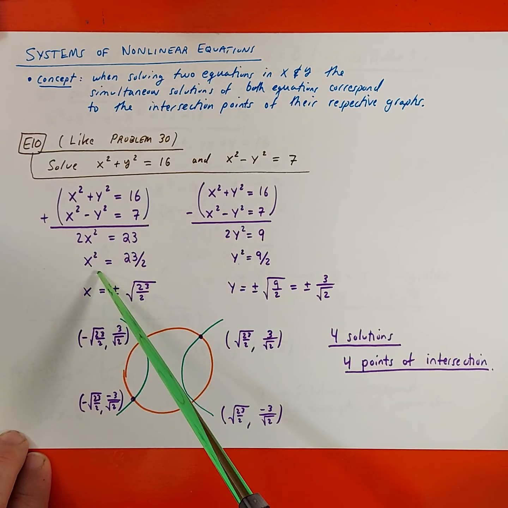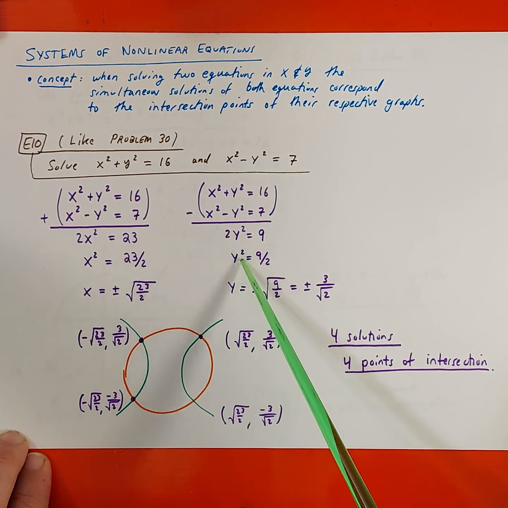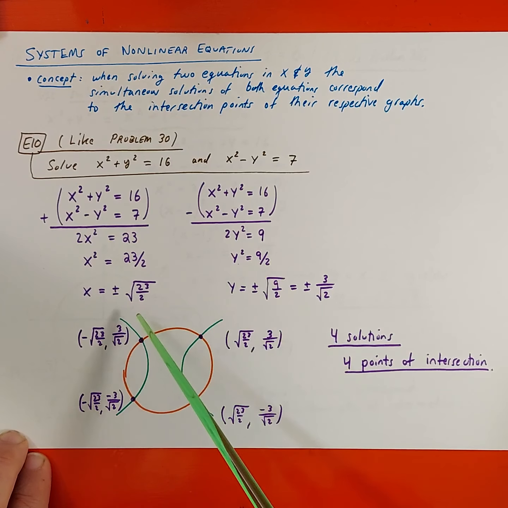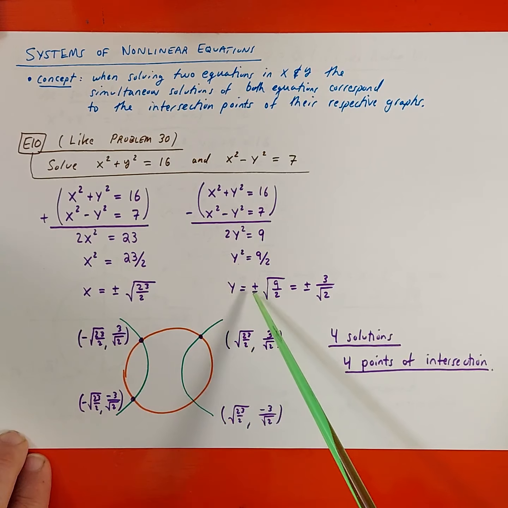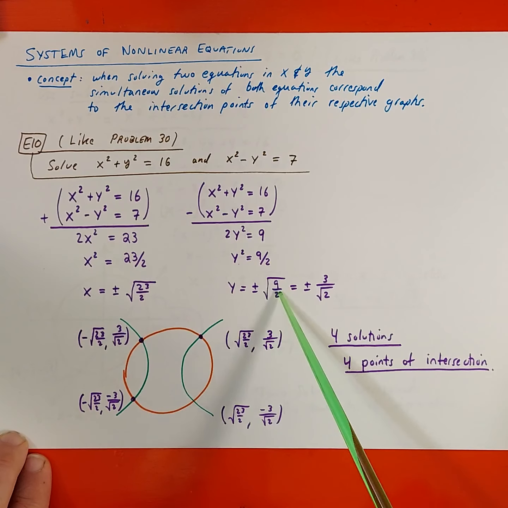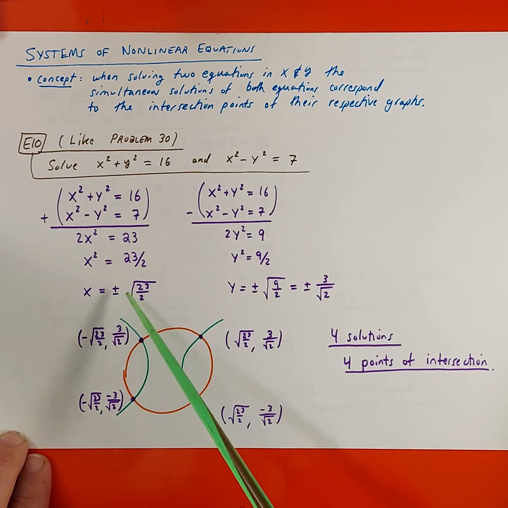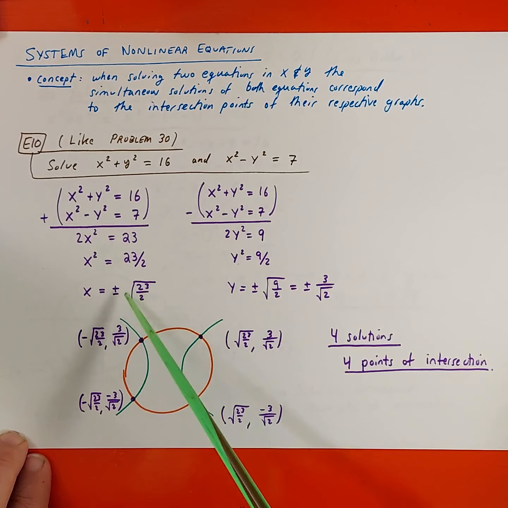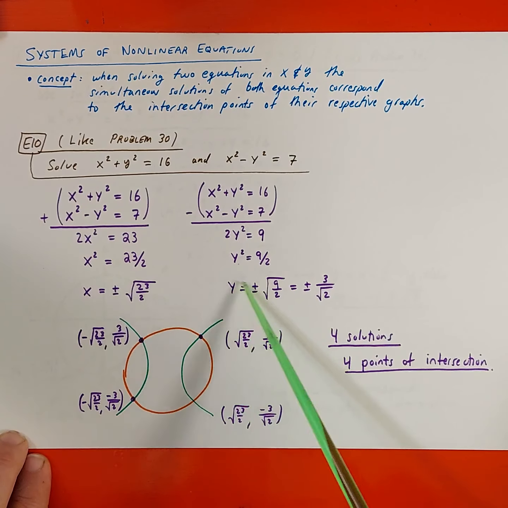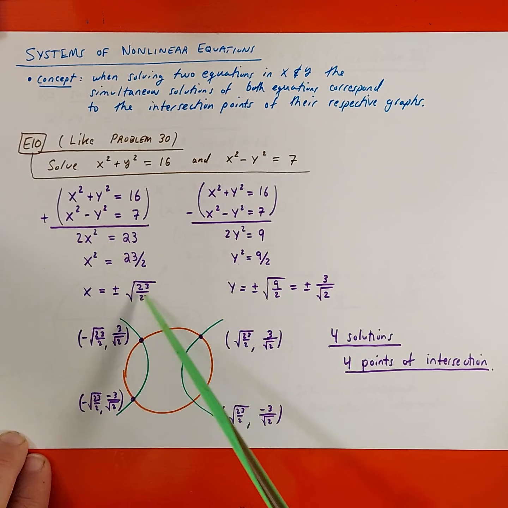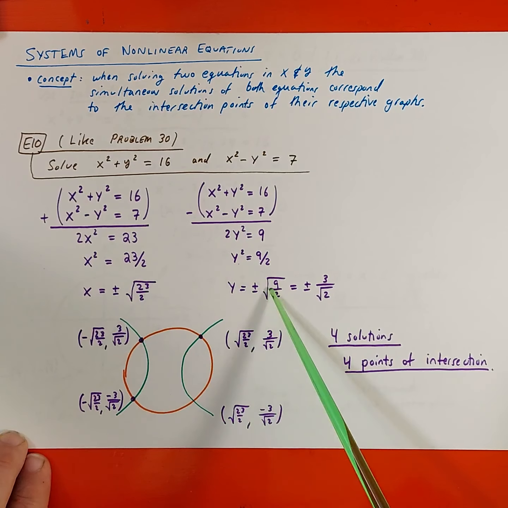So this time I get x squared is 23 over 2. Over here I get y squared is 9 halves. Use the square root property, I get plus or minus 23 over 2, or plus or minus root 9 halves. But notice that the plus minus here and the plus minus here are logically disconnected. They're not forcibly linked. So if you think about it, that means there's 4 possibilities.